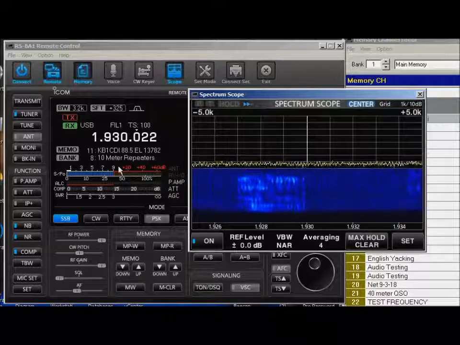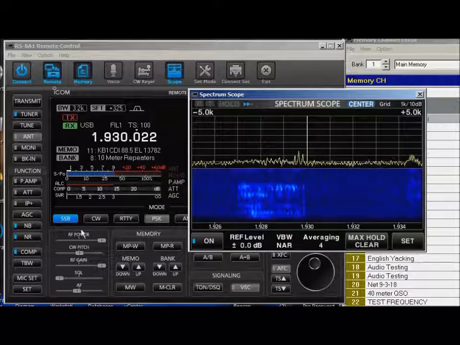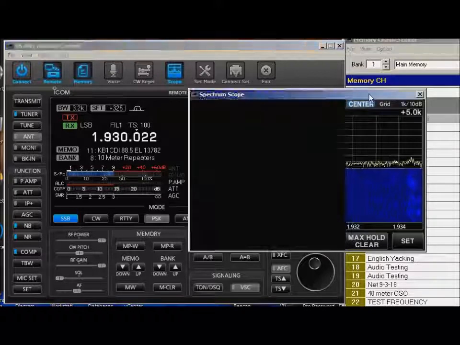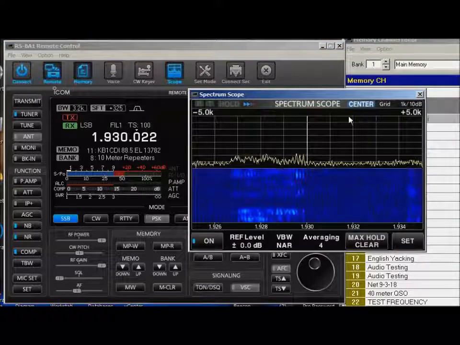In sideband. Am I in lower sideband? Oh, I'm in upper sideband. Somebody left it in upper sideband. Okay. Now, we're in center mode, so lower sideband would mean that the RF you're trying to pick up is below the carrier here.